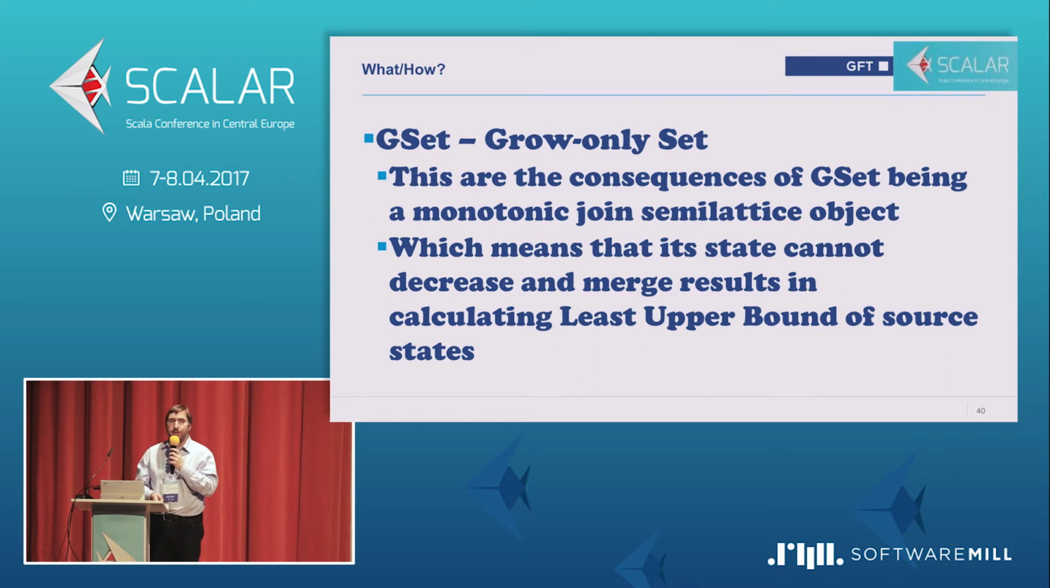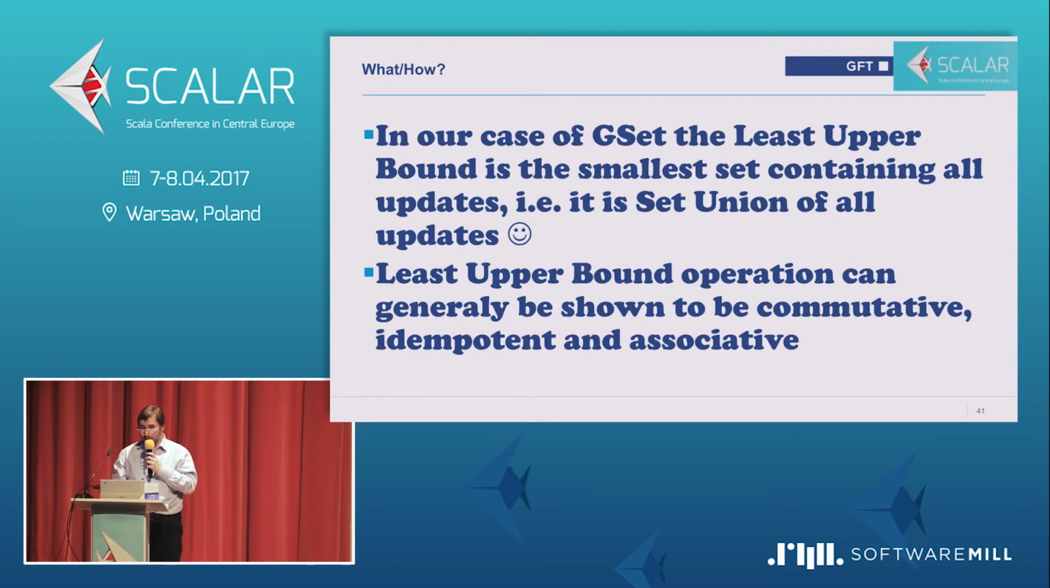Monotonic means I'm shipping the whole state, which is increasing historically, so there is some causal relationship. And a joint semilattice object is something that has a merge operation that calculates the least upper bound of source states, which for GSet is the smallest set containing all updates, which is actually the set union of all updates.